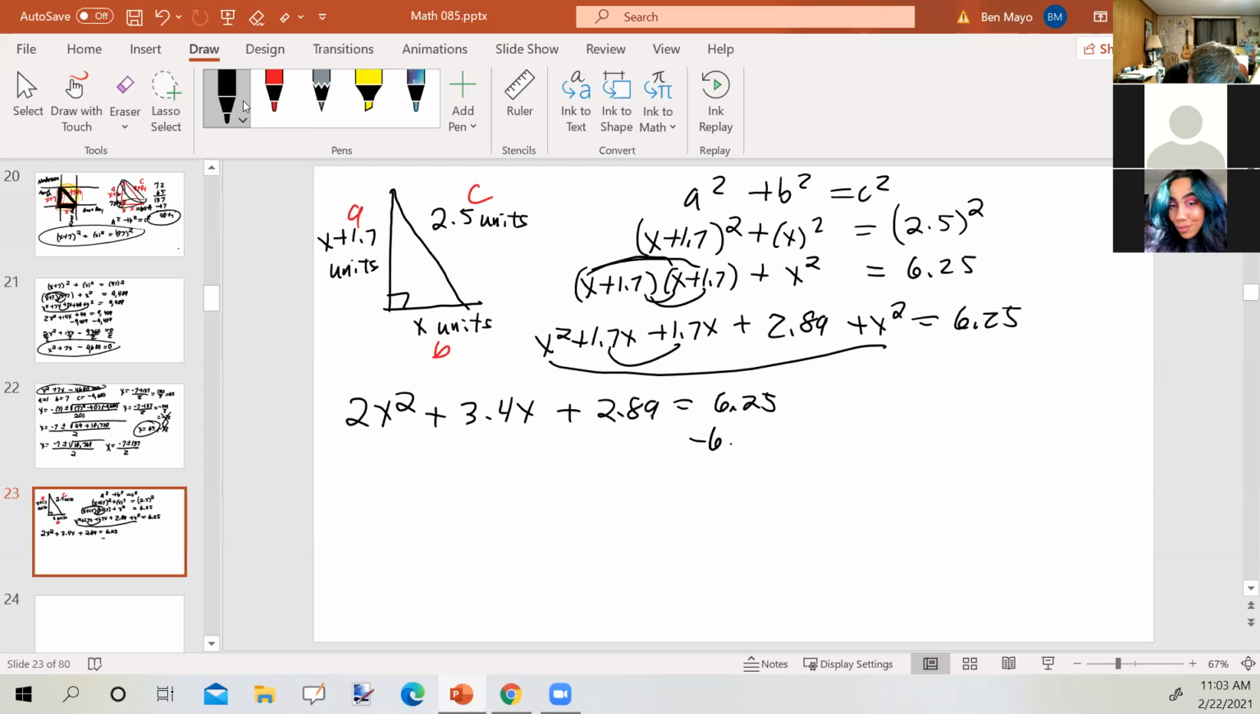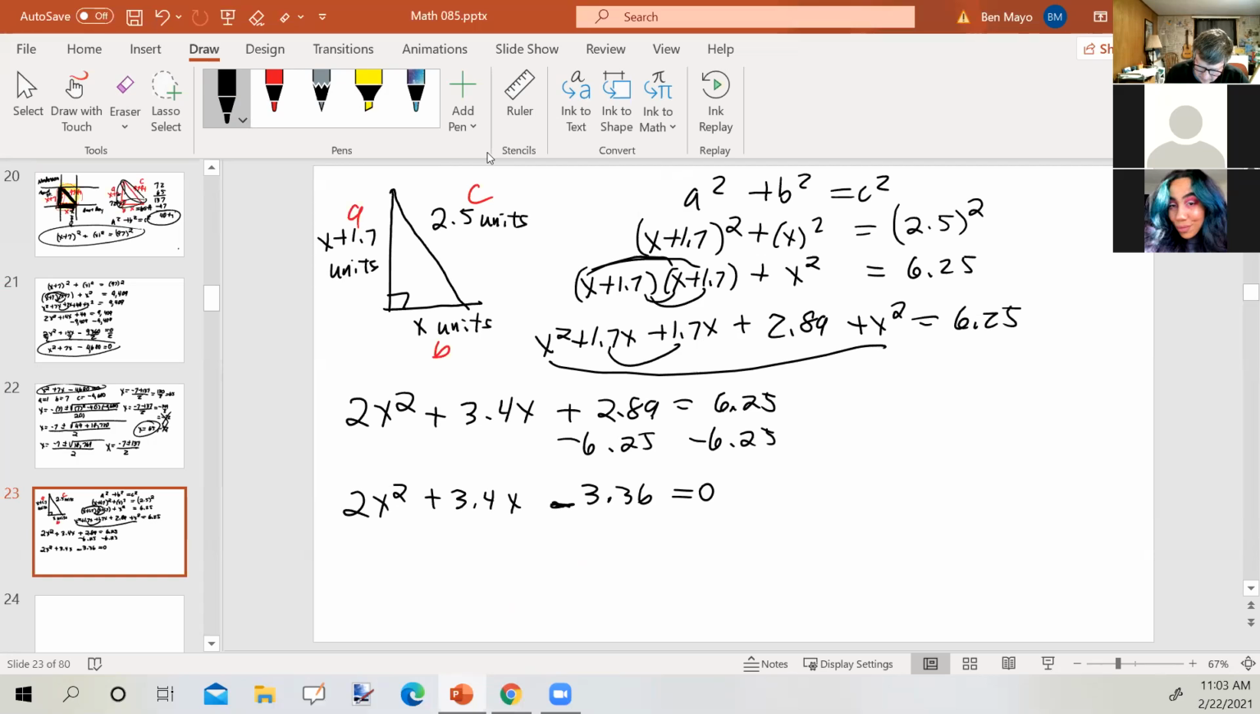Next, we're going to subtract 6.25 from both sides of the equation. 2x squared plus 3.4x plus 2.89 minus 6.25 is minus 3.36 equals 0. Okay.